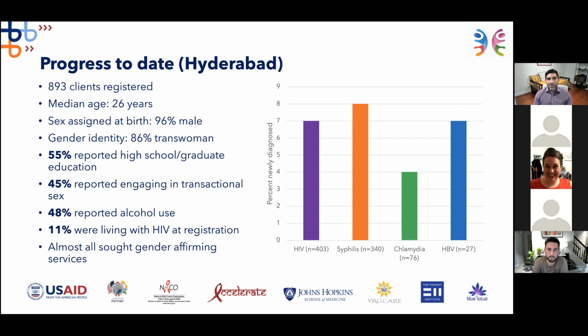So in terms of the actual services that we provided at the clinic, you can see that HIV prevalence, or the number of new HIV cases that we detected among these clients, was about 7% of the clients who were being tested in this clinic who were previously unaware of their status were being diagnosed with HIV. Syphilis was about 8%, chlamydia was about 4%, and hepatitis B was about 7% of these clients. So you can see from this slide, it's not just about HIV, but really taking a much more comprehensive approach to HIV, STI, and viral hepatitis and other services in this population.